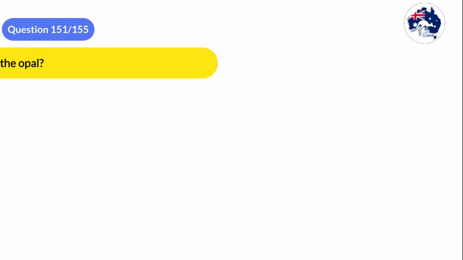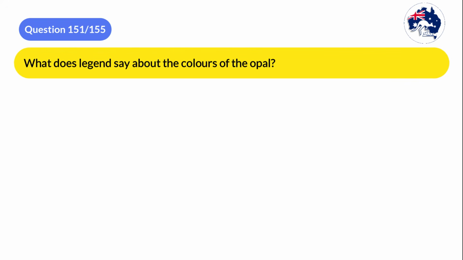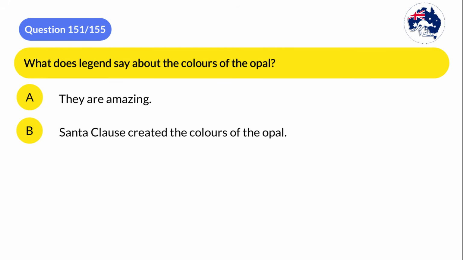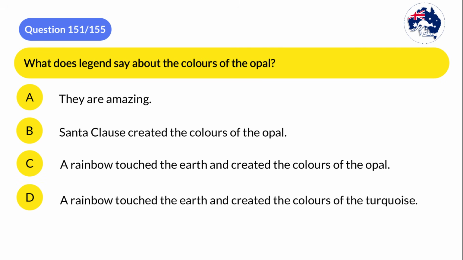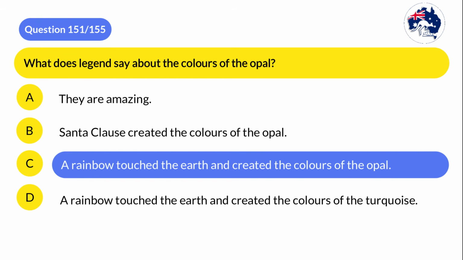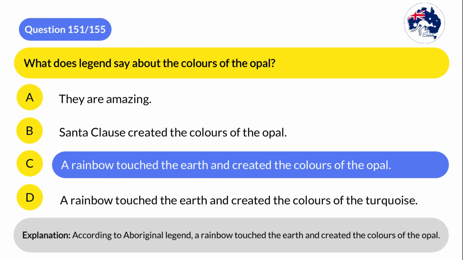Question 151. What does legend say about the colors of the opal? A. They are amazing. B. Santa Claus created the colors of the opal. C. A rainbow touched the earth and created the colors of the opal. D. A rainbow touched the earth and created the colors of the turquoise. The correct answer is C. Explanation: according to Aboriginal legend, a rainbow touched the earth and created the colors of the opal.